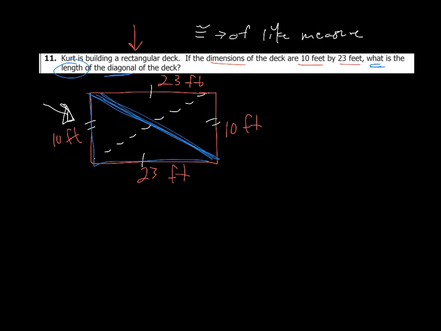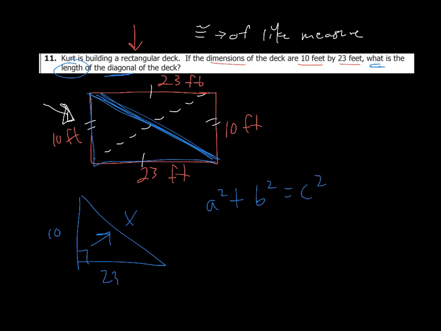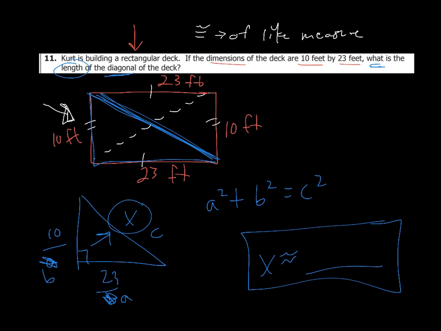Well, how about we just trace out the whole blue triangle? It's right here. We got 10, we got 23, and we got I don't know. Here's the right angle. That's the hypotenuse. A squared plus b squared equals c squared. And here's your c, a, and b. This is a, this is b, this is c. Or, of course, this could be b and this could be a. It doesn't matter. You figure it out. Get a final answer for that length x, which happens to be the diagonal of the deck. All right? Press pause, work it out, move on.